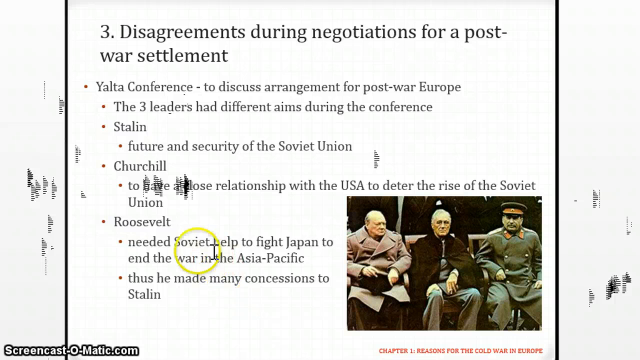Roosevelt needed the Soviet Union to fight Japan because, like I mentioned, the Yalta Conference happened before the proper end of World War II, and therefore he needed Stalin's help to actually fight Japan. At that point in time, they didn't know that they were going to use the atomic bomb, so he felt that he needed Russian forces, and there are a lot of them. Manpower-wise, Stalin has a lot, so that's why Roosevelt, the US president, wanted the Soviet Union's help to fight Japan to end the war in the Asia Pacific. Therefore, he was more inclined to actually give in to Stalin and his requests at the Yalta Conference.